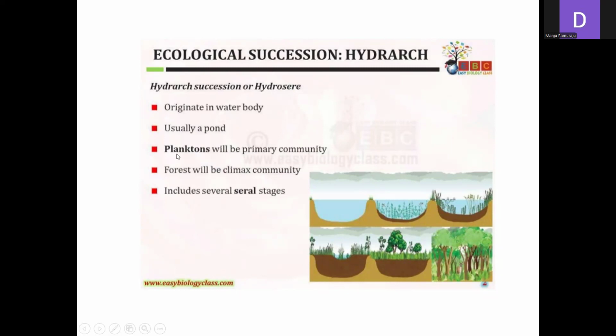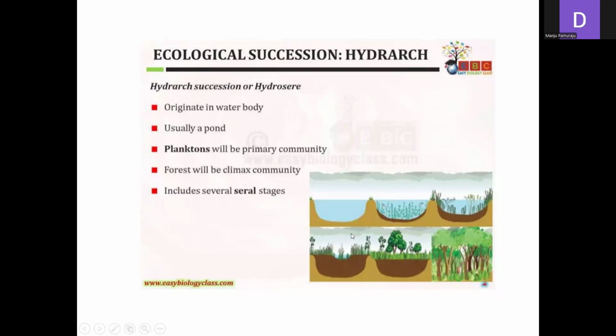So here the planktons will be the primary community and forest will be the climax community, which includes several serial stages. So, for example, when we observe the pond, first there are no living organisms in that area. After a few days, some seeds will start, and here the growth of the planktons, phytoplanktons, will be observed.